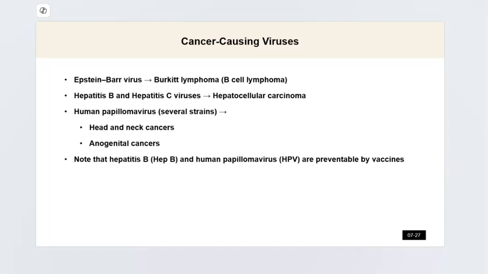Then we got the good old cancer that's caused by viruses. So these outline well. These are the things that you would want to know for a board exam as well. Epstein-Barr can cause Burkitt's lymphoma. Hepatitis B and hepatitis C can cause hepatocellular carcinoma. HPV, certain strains, will put you at risk of head and neck cancers and anogenital cancers. Okay? Which is interesting because hepatitis B and HPV can be prevented by vaccines. So we want people to have those vaccines because if they don't ever get hepatitis B or they don't ever get HPV, we are reducing their chances of cancers.